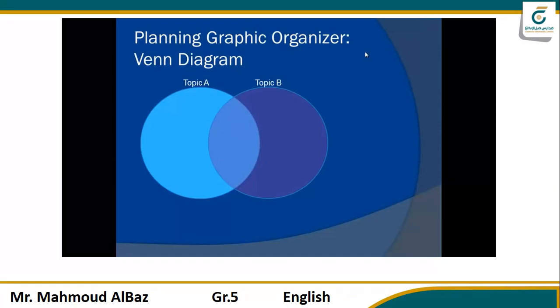So the outsides of the circles are for differences. Then, in that middle area, that place where the two circles overlap, that's where you put the things that topic A and topic B have in common, or their similarities. This graphic organizer, make sure that you complete it before you write your paragraph, because it will help you to make sure that your thoughts are organized.